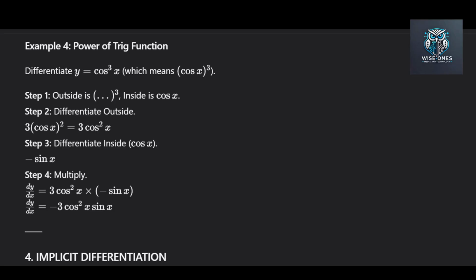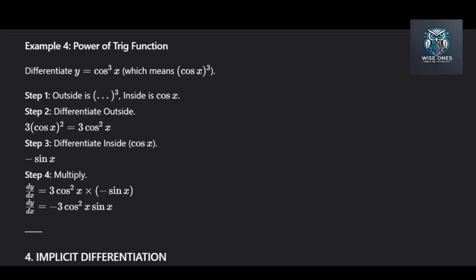Inside is cosine x. Step 2. Differentiate outside. Bring down the 3. Reduce power by 1. So 3 times open bracket cosine x close bracket squared, which is 3 cosine squared x. Step 3. Differentiate inside. The inside is cosine x. The derivative of cosine x is negative sine x. Remember the negative sign. Step 4.